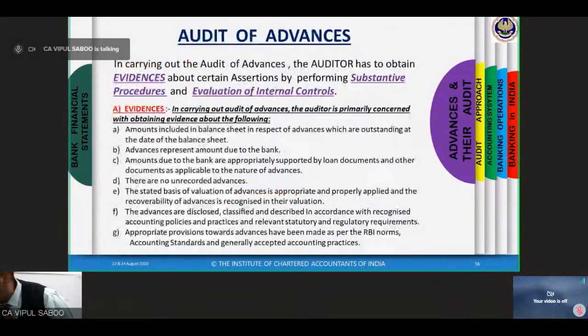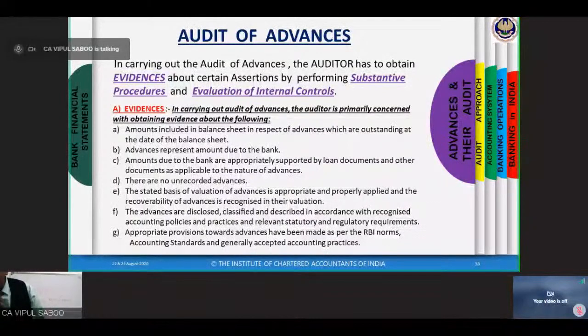Concluding, now we conclude the audit of advances. How do you audit advances? This is one of the main questions. We have come a long way. We have discussed all about advances. Now this is the 5-minute work. How do you audit the advances?